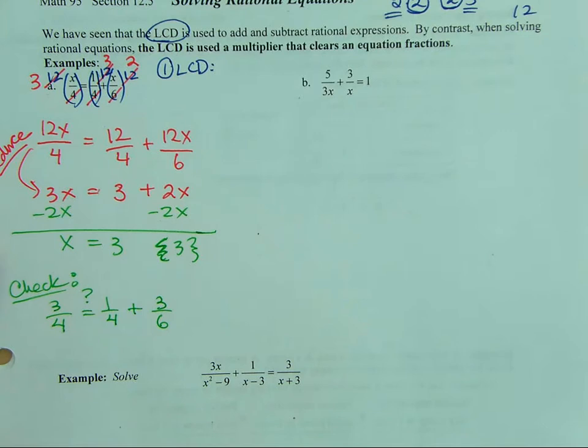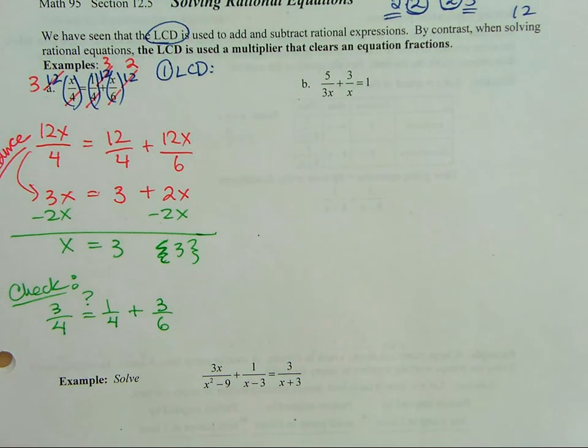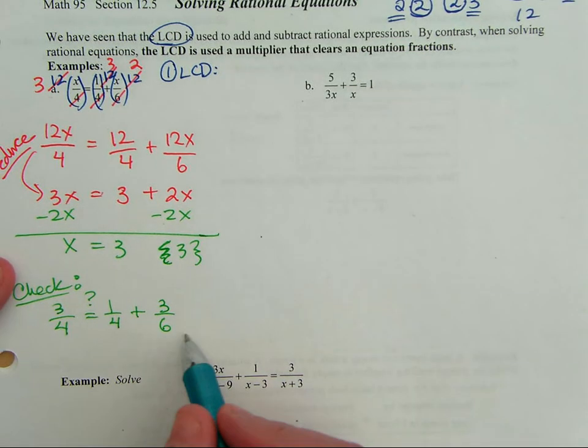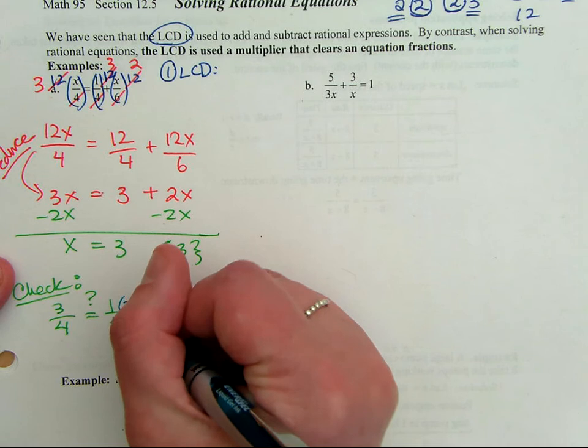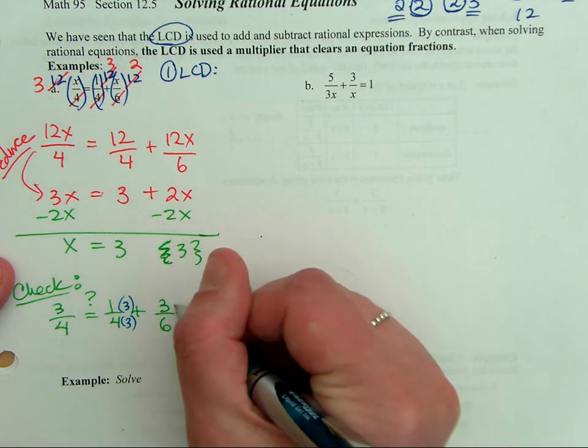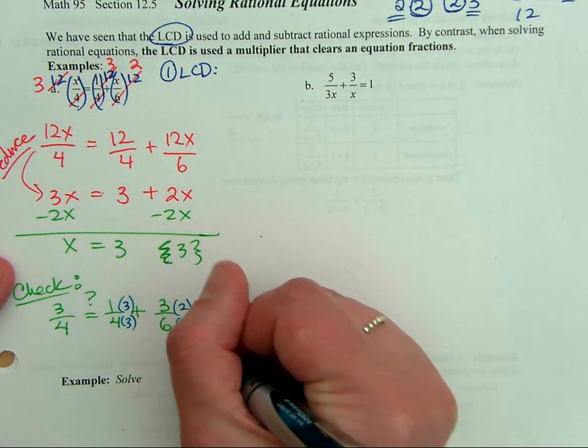Okay, so again, if I want to add fractions, I need a common denominator. So I could clear fractions right here, or I could just use a common denominator to add. We know the common denominator between 4 and 6 is 12. So to get this one to be 12, I'm going to multiply by 3 over 3. To get this one to be 12, I'm going to multiply by 2 over 2.